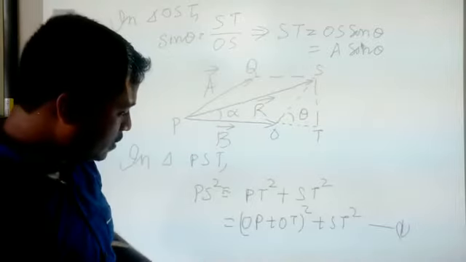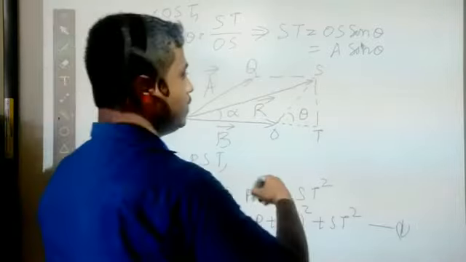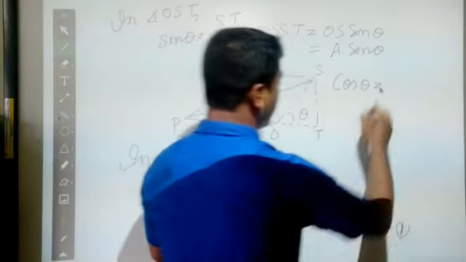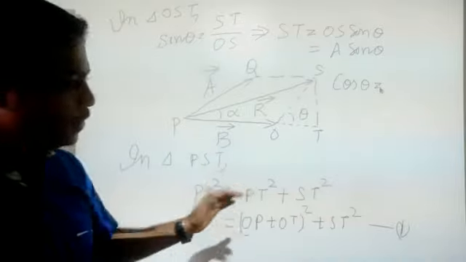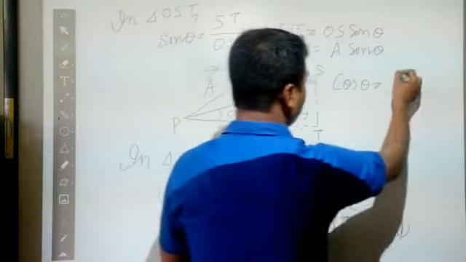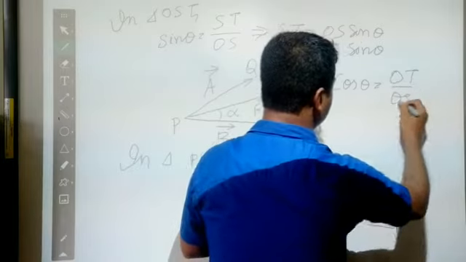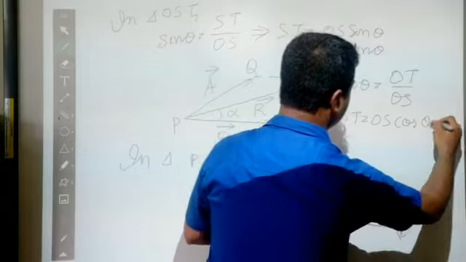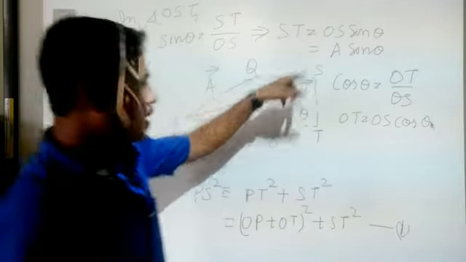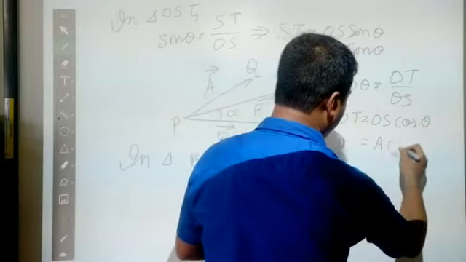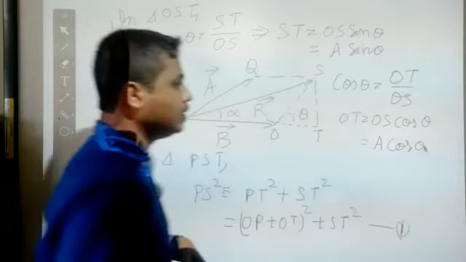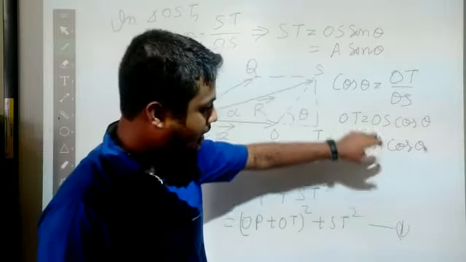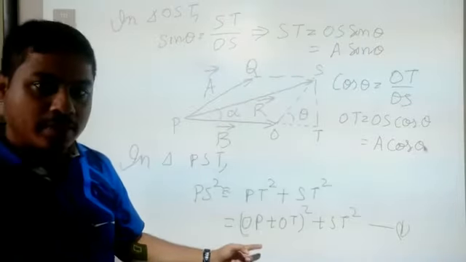Okay, now let us find out the value of this OT. One value we have already got. Again we will be using the triangle. Cos theta equals base by hypotenuse. Base is OT. So OT by OS. So OT will be equal to OS cos theta. Again OS is what? OS is A, so OT is A cos theta. So next step, you have to put the values of this A sin theta and of A cos theta in equation number 1.